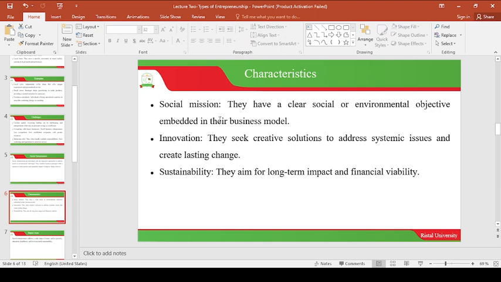The next one is sustainability. They aim for long-term impact and financial viability. So our education is everlasting. We don't teach you today and tomorrow we expect you to forget everything. No. Any other academic institutions make sure that the knowledge they are giving to the students is long lasting, and that is where we fall. So basically, these are some of the characteristics of social entrepreneurship.